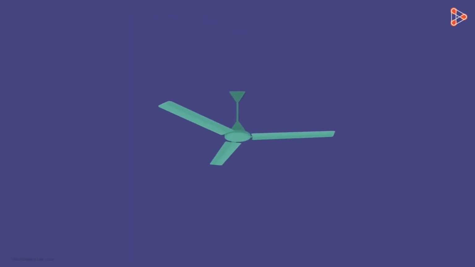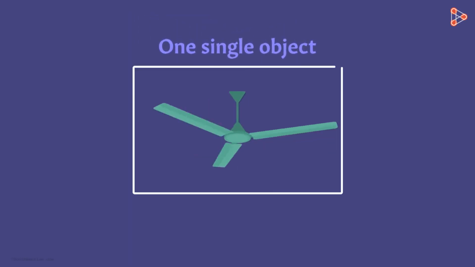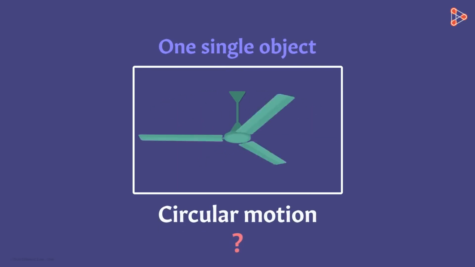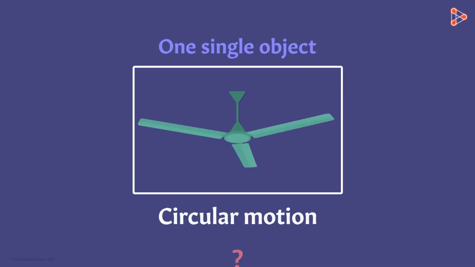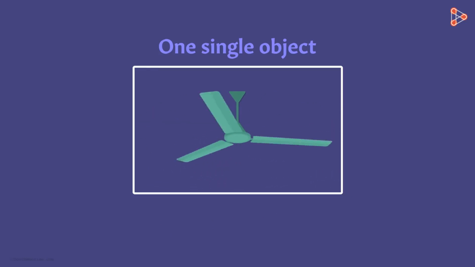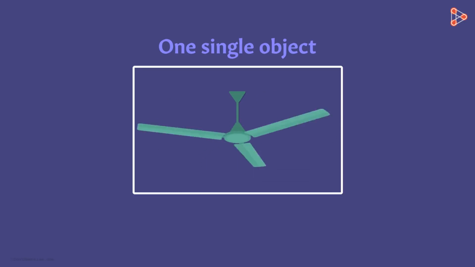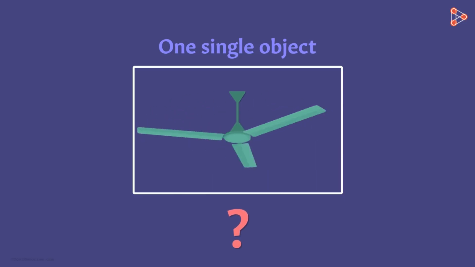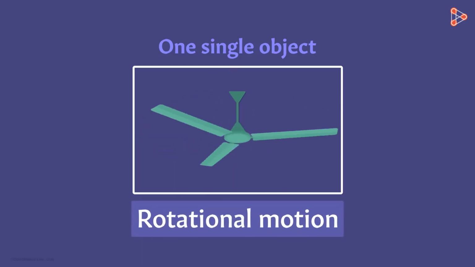Now what if I take the fan as a single object? Can I say that the fan as a whole is moving in circles? No, that would be incorrect. The fan as a whole is not going anywhere. The entire fan is not moving along the circumference of a circle. But which motion is it performing then? The fan is undergoing rotational motion.